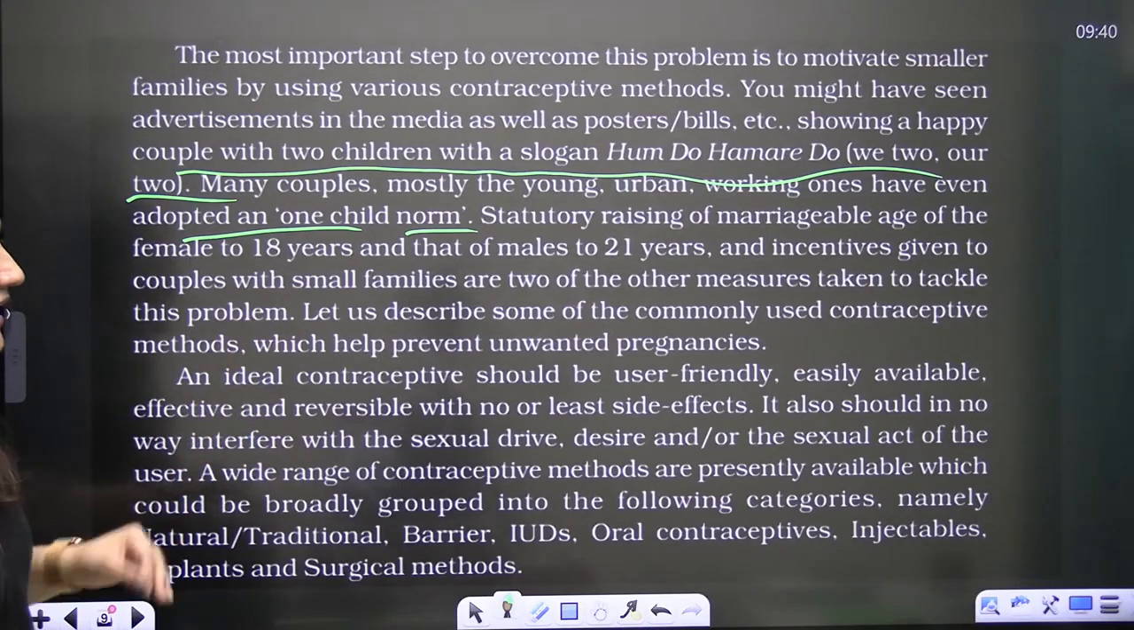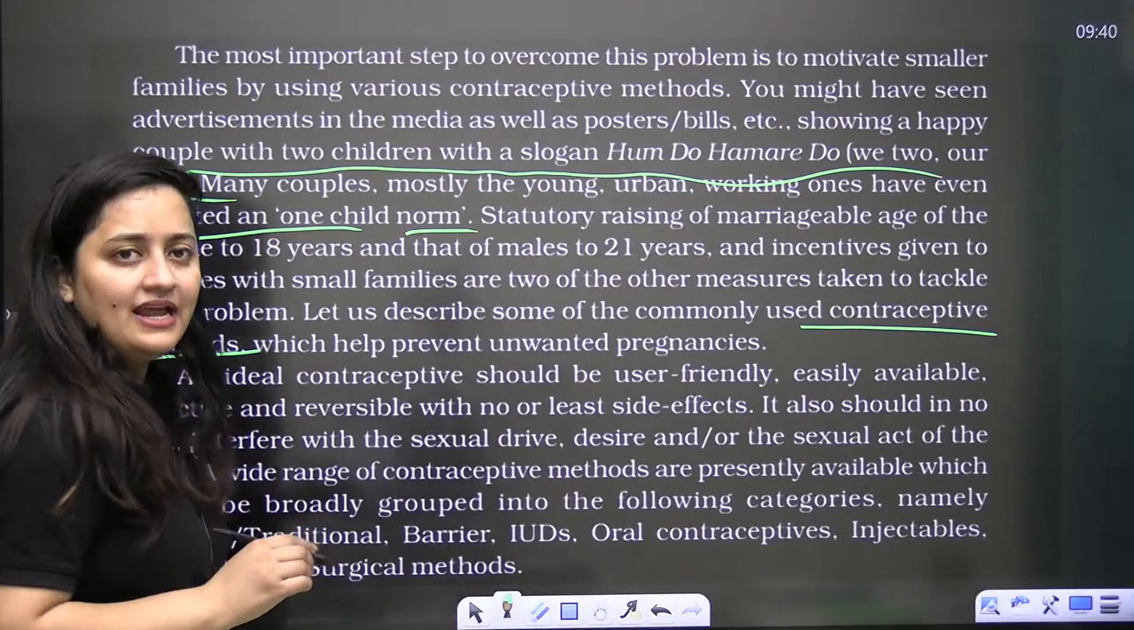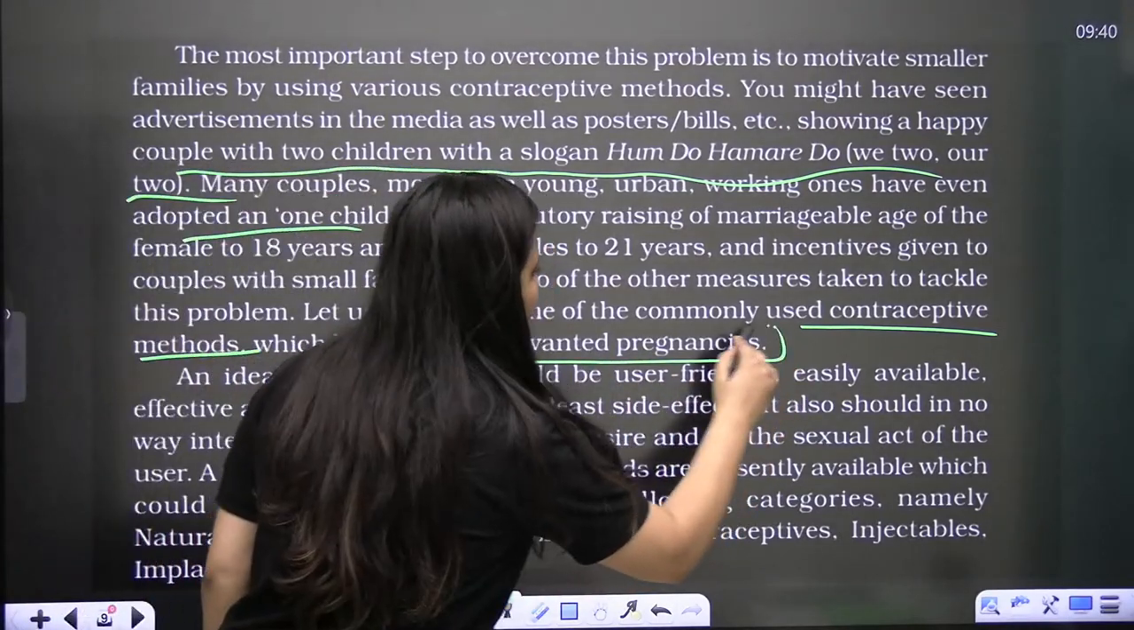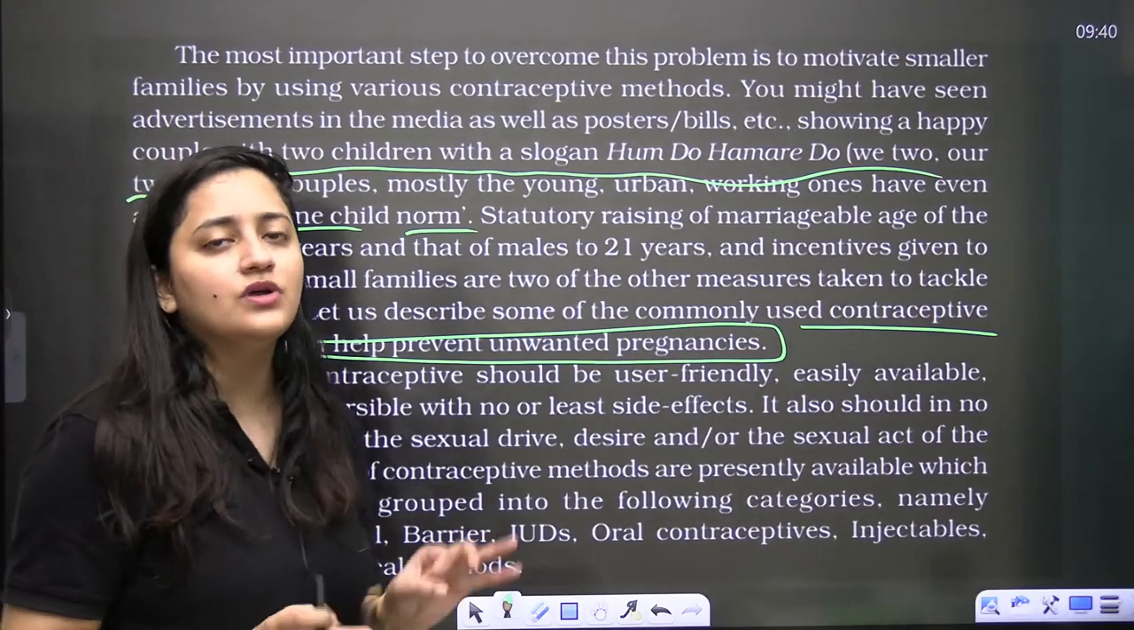It is mentioned here, right? And the most important, obviously, is to use contraceptive methods, and they can prevent what? They can prevent unwanted pregnancies, right, bachche? So this is what we need to study now, the contraceptive methods.